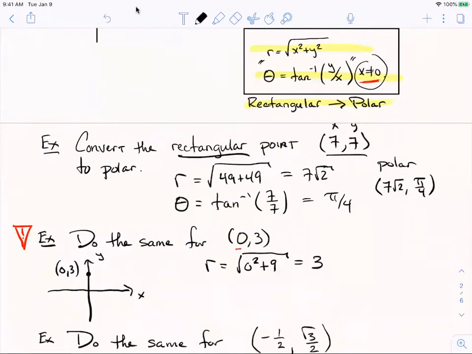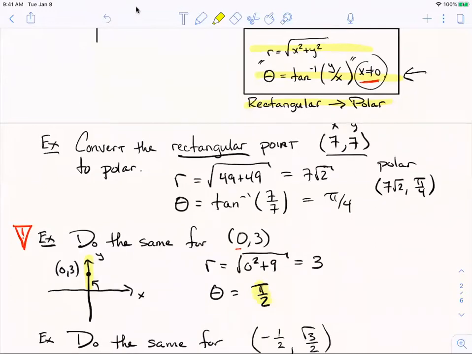But this formula up here, I can't use it to compute the angle because x is 0. But I'm not confused about what the angle of that point is. The angle of that point is pi over 2. I don't need a formula to tell me that. The angle's on the positive y-axis. Any point on the positive y-axis is going to have an angle that's pi over 2. We don't need a formula for that. So if x is 0 and you want to know what theta is, just draw a picture. If x is 0 and y is positive, then theta is pi over 2.